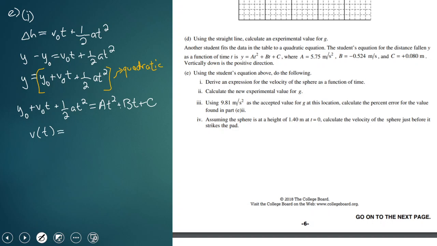we can figure out the initial velocity. Now we know that the velocity is just the derivative.